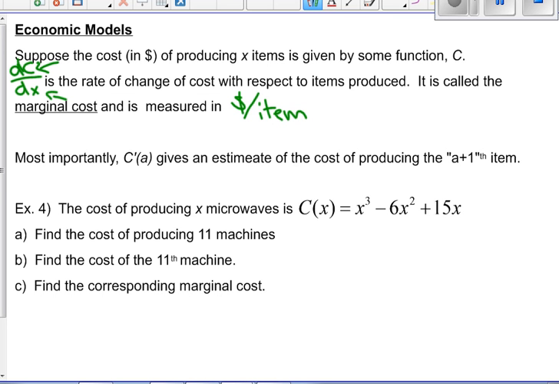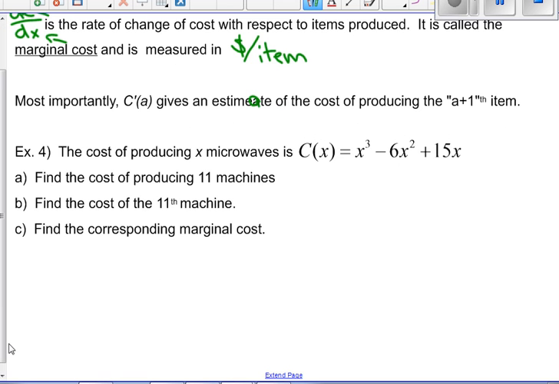The most important feature of C prime, or the derivative, is that it gives us an estimate of the cost of producing the A plus 1th item, the next item. So if you put a 5 into C prime, it gives you an estimate of the price of the 6th item. Let's put that to use.